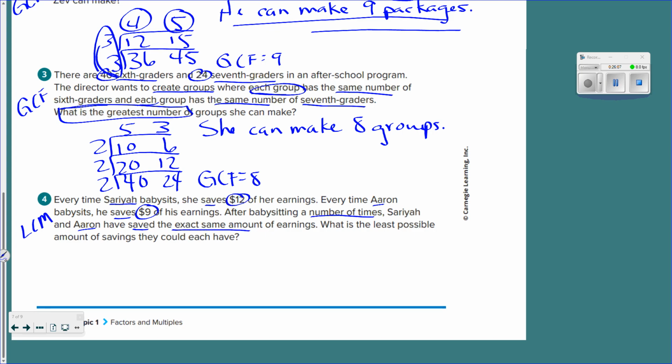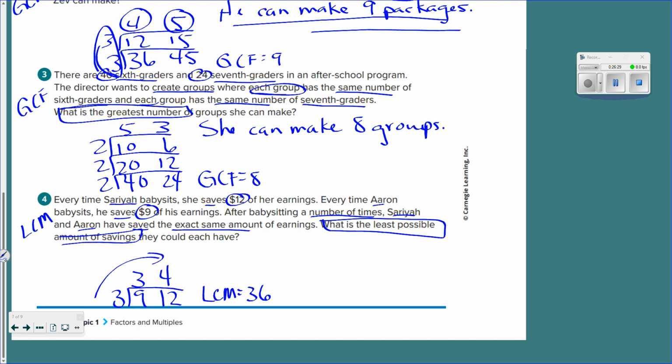So I've got 9 and 12. Can I divide those both by 2? By 3. Yes. 3 and 4. I need LCM, so I'm multiplying all of them. 3 times 3 is 9. 9 times 4 is 36. So they will each have $36 saved. Does that make sense?